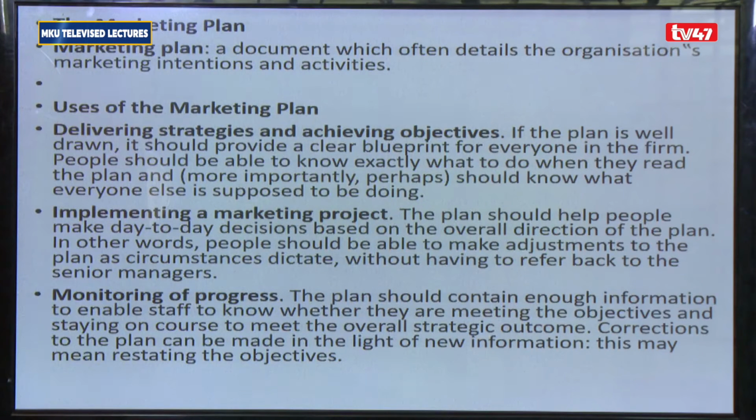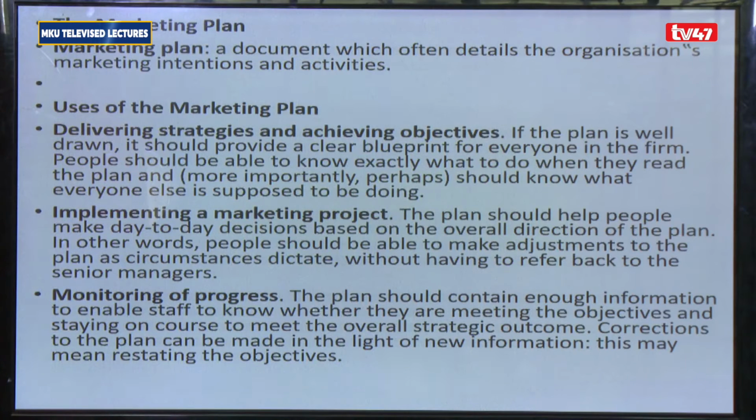So we go into the marketing plan. Like we had earlier explained, a marketing plan is a document which often details the organization's marketing intentions and activities. And we go into what are the uses of a marketing plan. Number one is delivering strategies and achieving objectives, because a marketing plan helps you to know what are the objectives that we need to be achieving. If the plan is well drawn, it should provide a clear blueprint for everybody. You need to know what you're supposed to achieve and how you're supposed to achieve it.